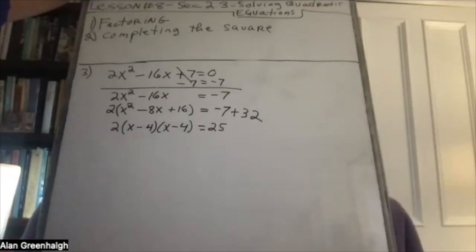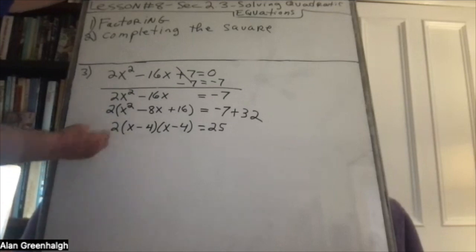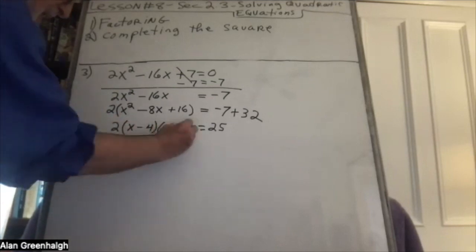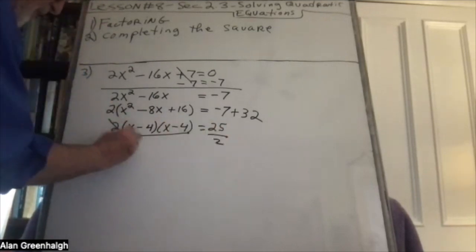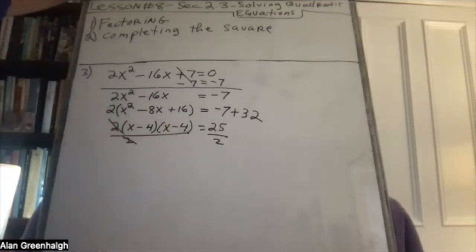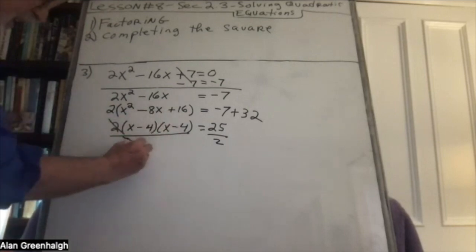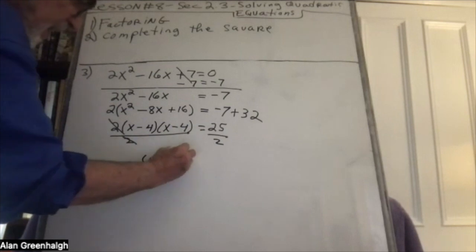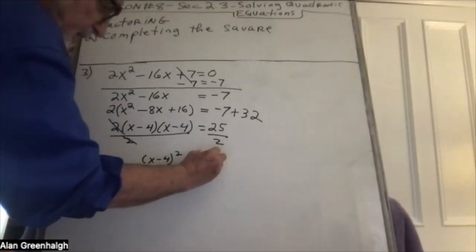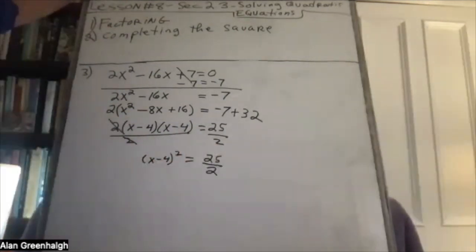Now the question you might say is, what do we do with the 2 now, right? What do we do with that 2? Well, I say when you have a 2 you don't need, divide by it, get rid of it. So I'm doing that. And I'm putting these 2 together and getting x minus 4 squared equals 25 over 2.